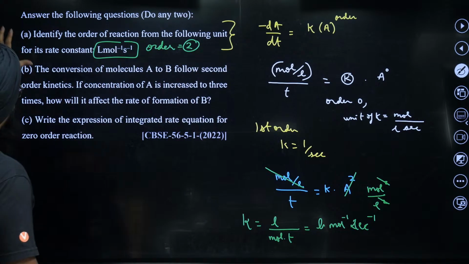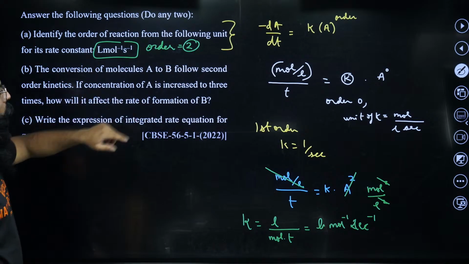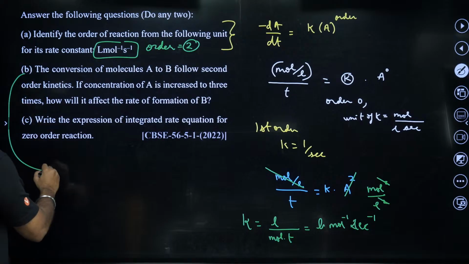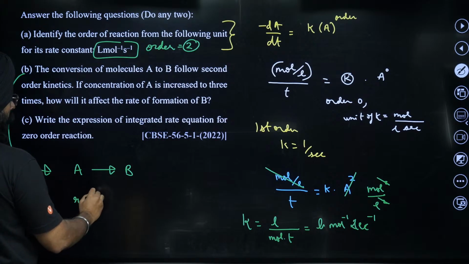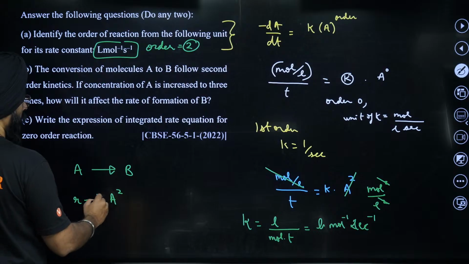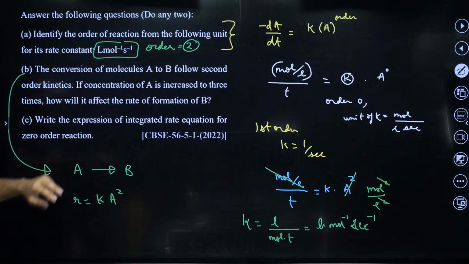Anyway, let's look at the next question. The conversion of molecules A to B follows second order kinetics. If the concentration of A is increased to 3 times, how will it affect the rate of formation of B?